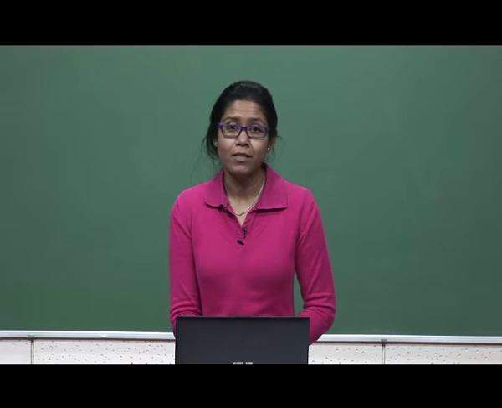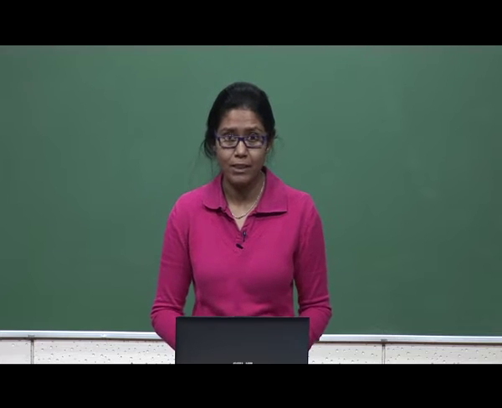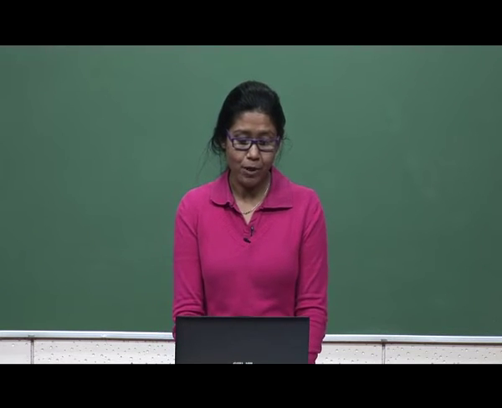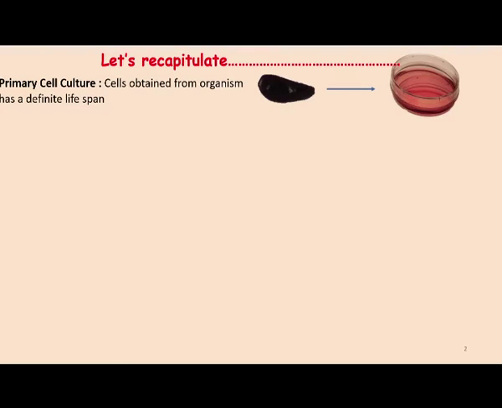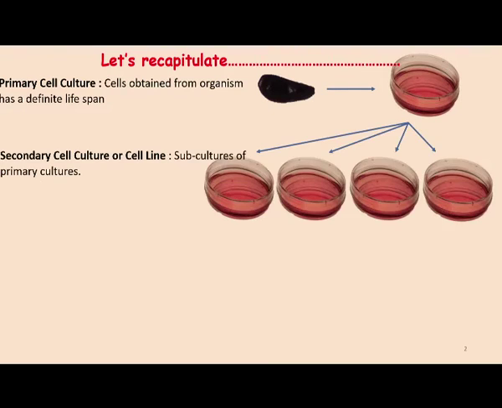Before we proceed any further, let us recapitulate what we have learnt so far. We learnt that primary cells can be obtained from an organ from mice or from humans, and these cells can be grown in culture under requisite conditions of temperature, pH, humidity, percentage carbon dioxide and so on. If you take these primary cells, split them and subculture them in different plates or flasks, then you are creating a secondary culture or a cell line.